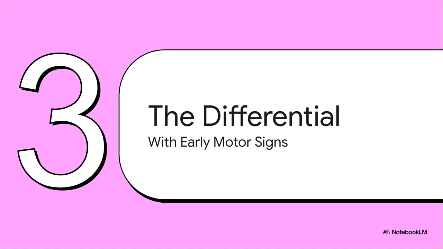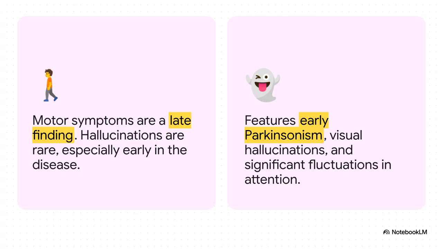All right, time for our second bucket. This is a whole different ballgame. We're now talking about dementias where motor problems aren't an afterthought that shows up years later. Nope. Here, the motor symptoms are front and center, right from the beginning. Sometimes they even show up before the cognitive stuff really kicks in. The poster child for this category is dementia with Lewy bodies, or DLB. And if you're trying to tell it apart from Alzheimer's, it's all about timing.